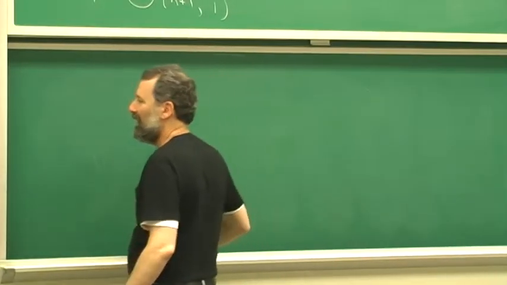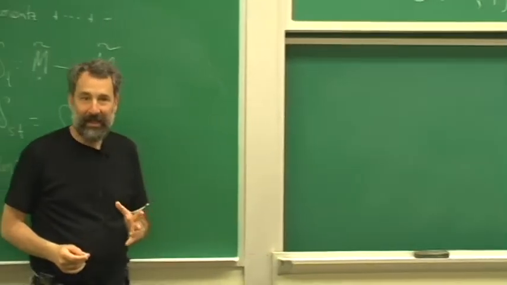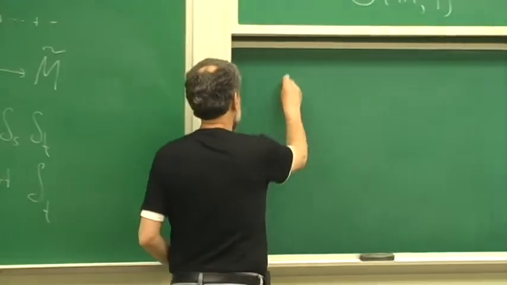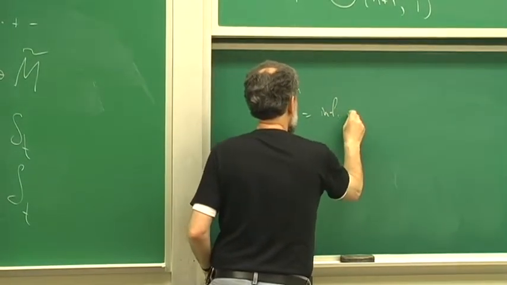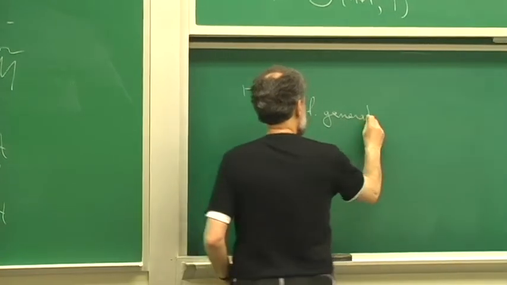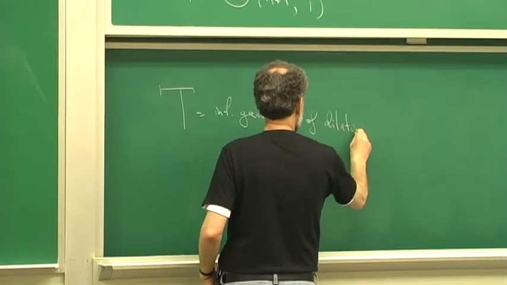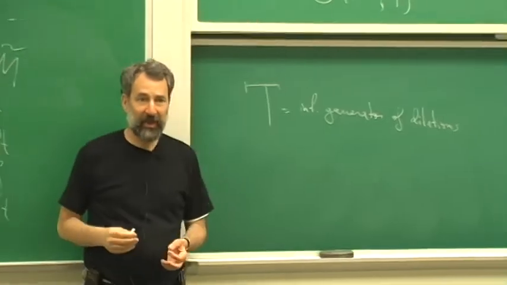Fine. Now, if this is a one parameter group, it has an infinitesimal generator. And that's a vector field, which I'm going to call T. This is the infinitesimal generator of the one parameter group of dilations. So if you like, what is that?